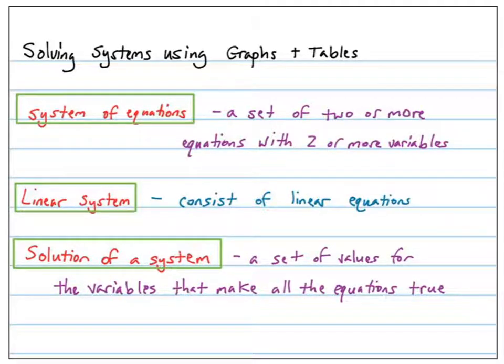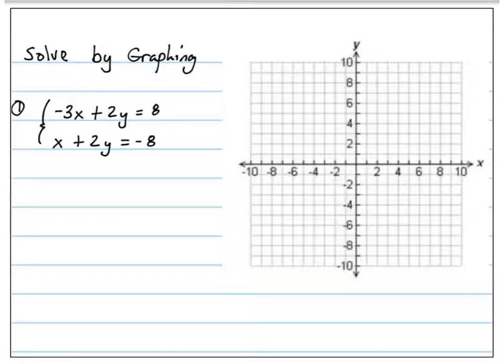In Algebra 1, you learned how to solve systems using graphing, substitution, and elimination. Today we're going to look at graphing and using the table. Here we want to solve by graphing. We're going to do this by hand. If you know how to use your graphing calculator to solve this, feel free. But for this one, we want to solve this by hand.